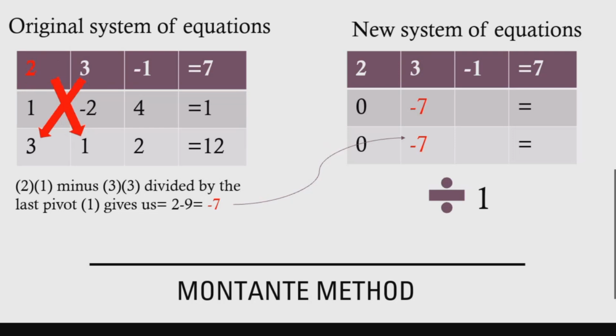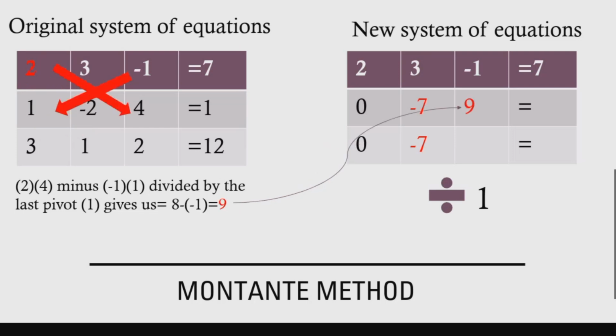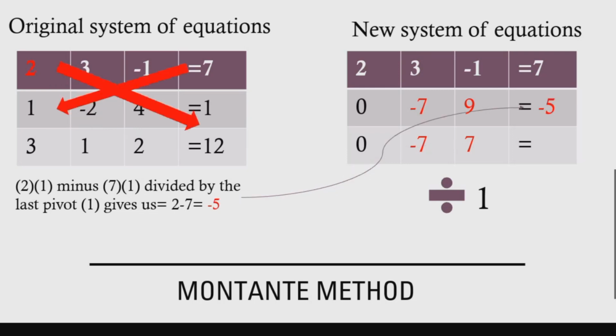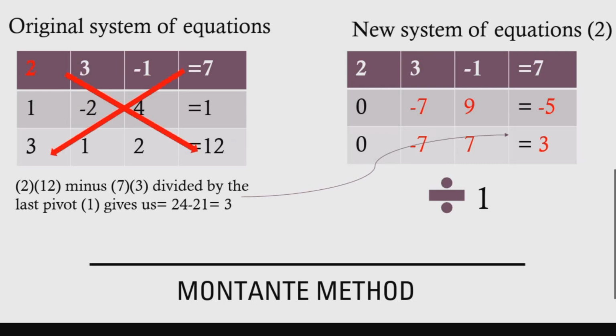In this case, we have, once again, minus 7 in this other space. Under the minus 1, we have 9, and under the 9, we have a 7. We continue multiplying, subtracting, and dividing each element. And here we have minus 5, and then 3. Now we have our new system of equations.